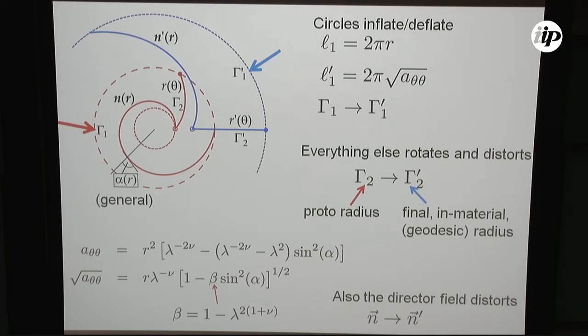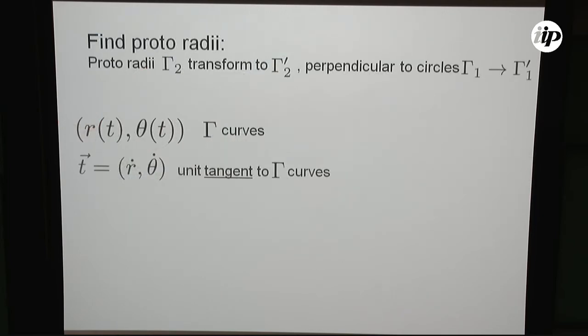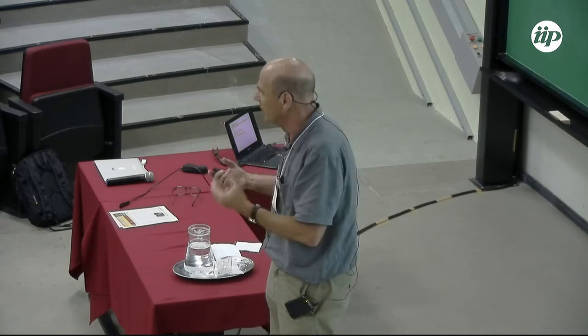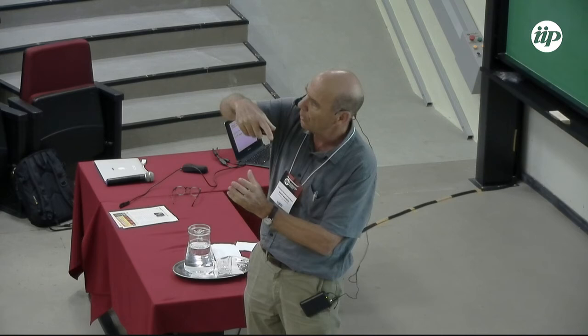Everything else rotates and distorts, and this is the proto-radius, and the director field rotates and distorts. Now I have to actually calculate, in this particular case, it's a cone. What I do know about the proto-radius is that when it deforms and becomes a radius, it's perpendicular to the new circle. Circles transform into circles, and you can either prove that or accept it by symmetry, since there's nothing else a circle could deform into. It inflates or deflates, and the material points rotate.